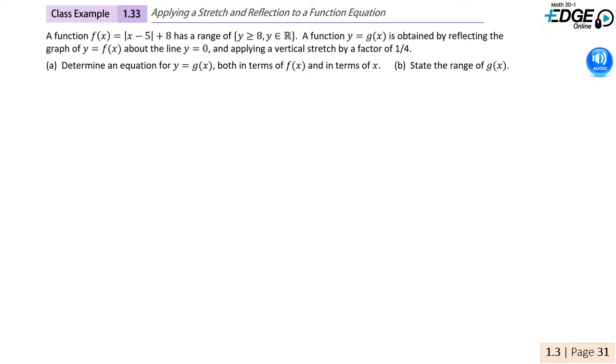So to obtain a function g of x, we reflect the graph y equals f of x about the line y equals 0. The line y equals 0 is another name for the x-axis. So this is a vertical reflection. And then we apply a vertical stretch by a factor of 1/4, meaning each y-coordinate is multiplied by 1/4.